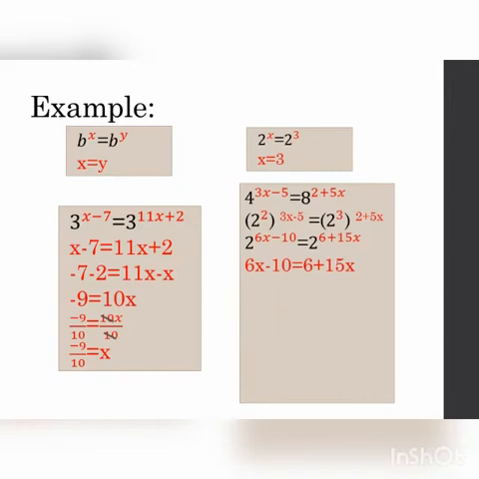Transpose 6 to the left side and change the sign. Transpose 6x to the right side and change the sign. Negative 10 minus 6 is equal to negative 16. 15x minus 6x is equal to 9x. Divide both sides by 9 and cancel the 9. And the answer will be negative 16 over 9 is equal to x.